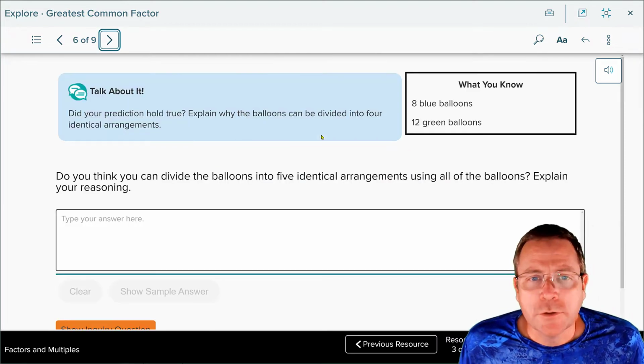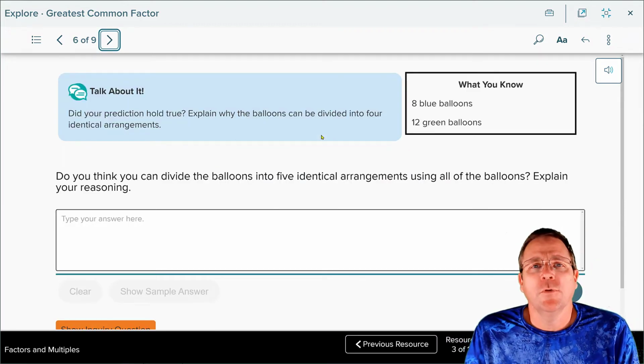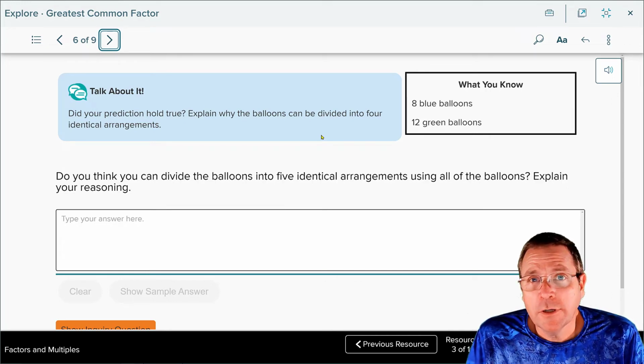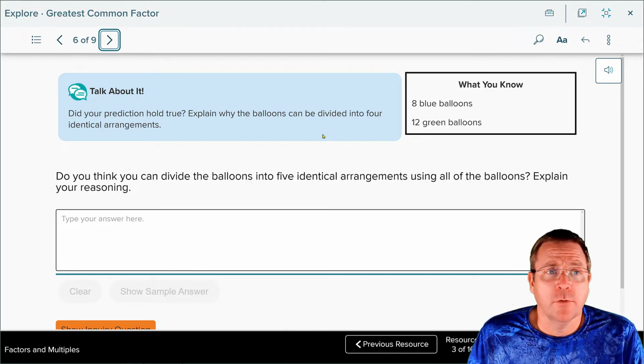So did my prediction hold true? Absolutely it did. Do you think we could divide it into 5 identical arrangements? No, we couldn't. And the reason for that is neither 8 nor 12 is divisible by 5. And because neither one of those numbers is divisible by 5, you can't divide them into 5 identical arrangements.